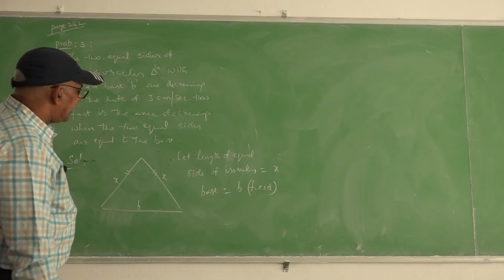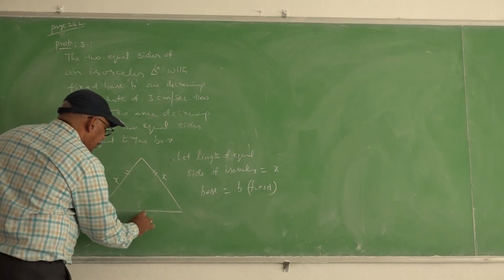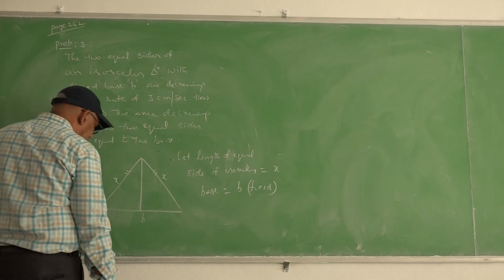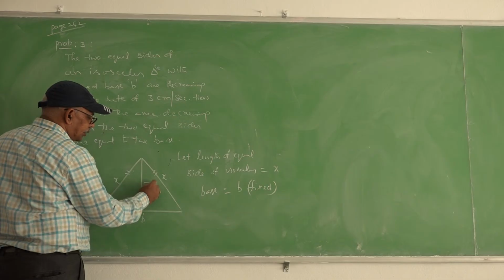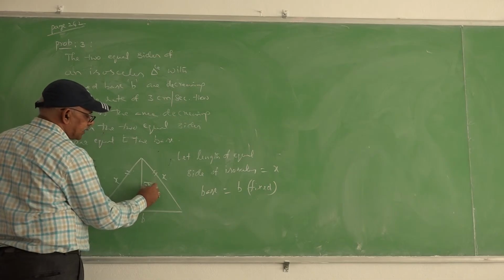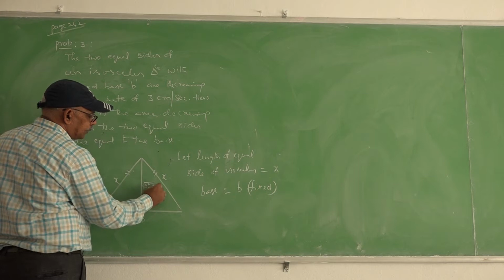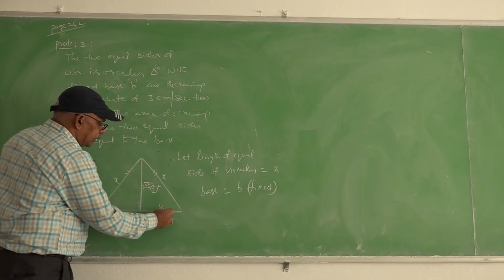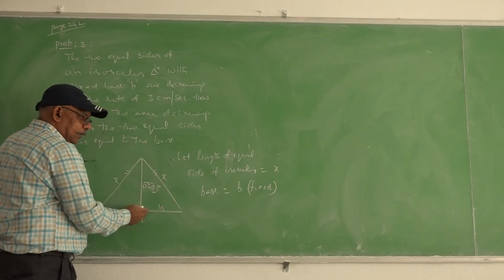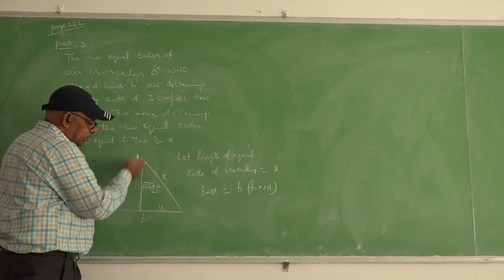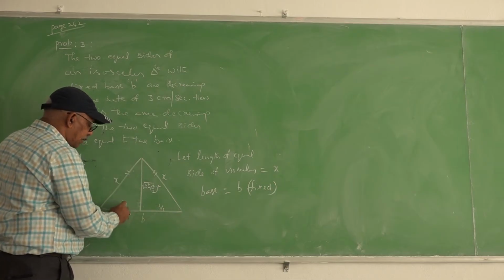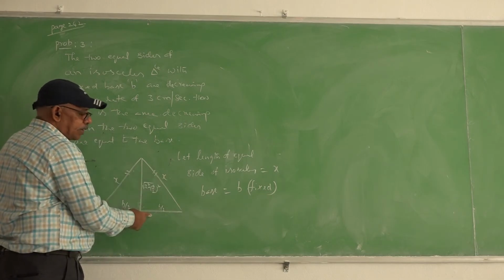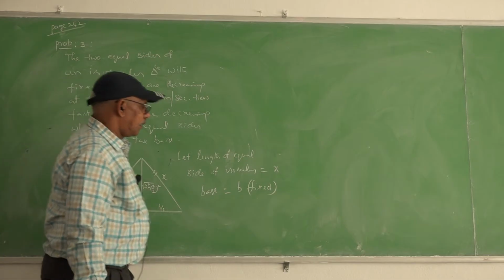In such a case, area of triangle is half of base into height. Here the height is given by square root of x square minus b by 2 whole square. This is x, this is b by 2. These two are equal. Once these two are equal, the perpendicular dropped from the vertex to the opposite side bisects the opposite side. Hence this is b by 2 and this is b by 2. So the height may be considered as root over x square minus b by 2 whole square.